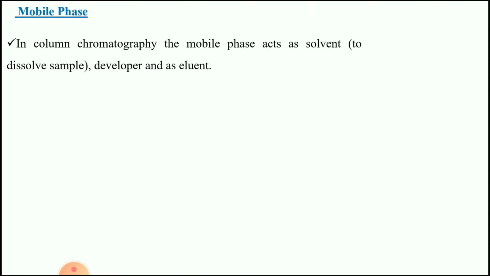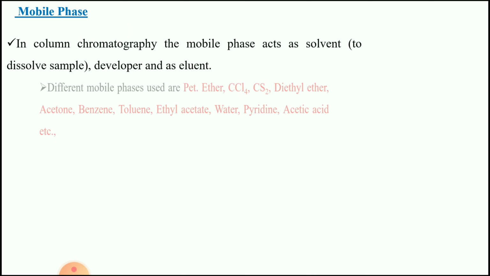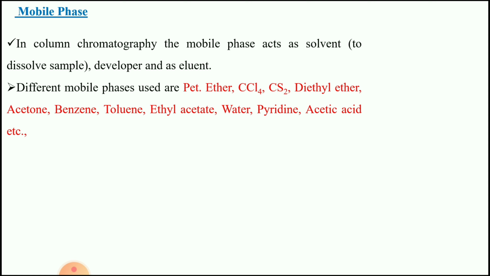The mobile phase is a mixture of solvents or a pure single solvent. It acts as a solvent or as a developer or eluent. The most commonly used mobile phases, in increasing order of polarity, are petroleum ether, carbon tetrachloride, carbon disulfide, diethyl ether, acetone, benzene, toluene, ethyl acetate, water, pyridine, acetic acid, etc. A single solvent or a mixture of solvents is used as a mobile phase.